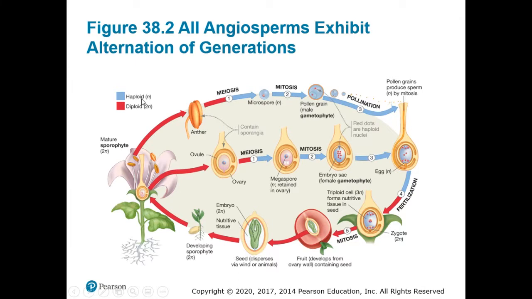Let me remind you what haploid and diploid means. We saw this in genetics. A haploid means having one set of chromosomes. Diploid means having two sets of chromosomes. So in making an offspring, you want a diploid offspring, right?